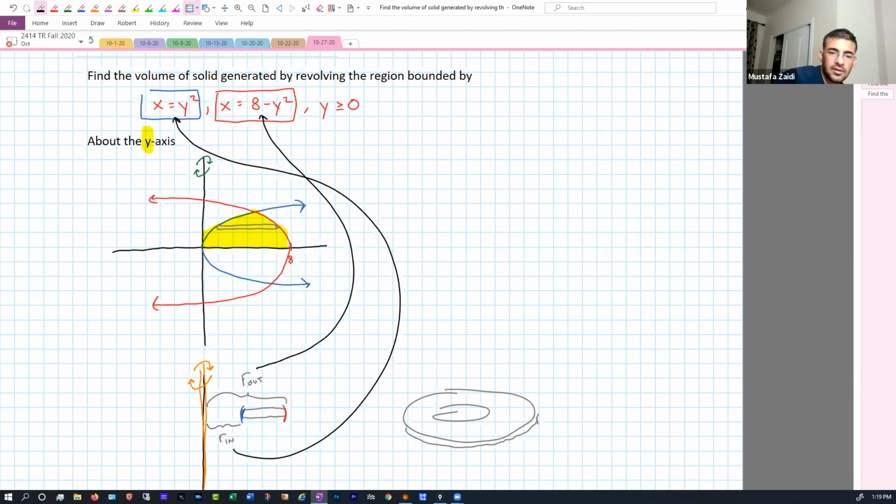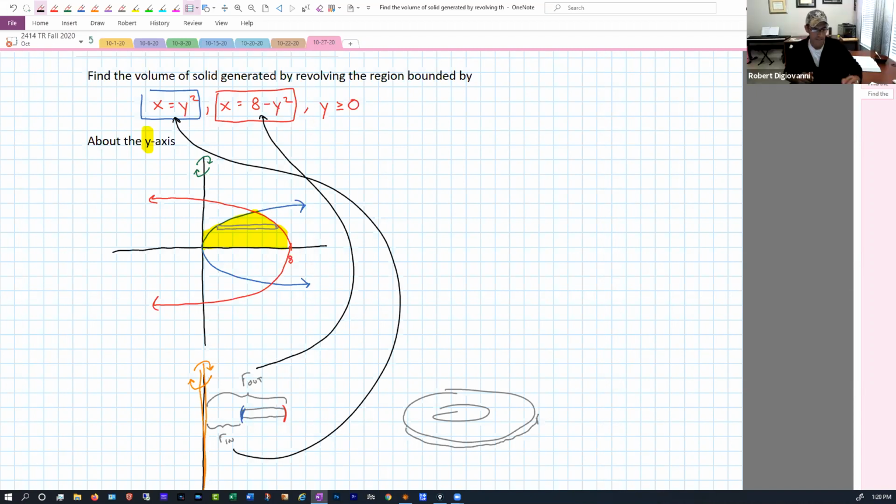So it's basically the same as when we were doing the right side of the function would be the outer radius here. Yeah, it's like the right side's the outer, the left side's the inner. Yeah. But that's only because we're wrapping it around the y-axis.